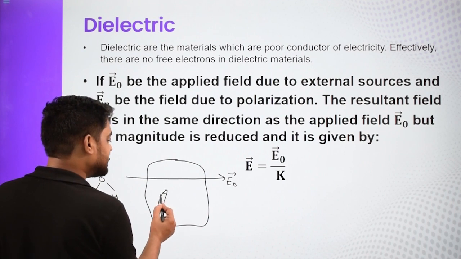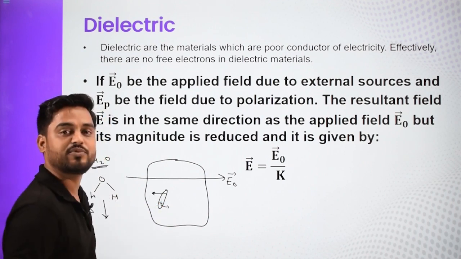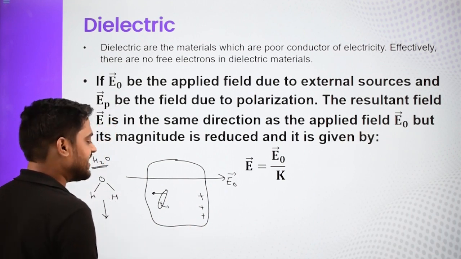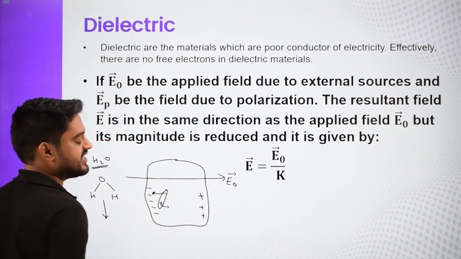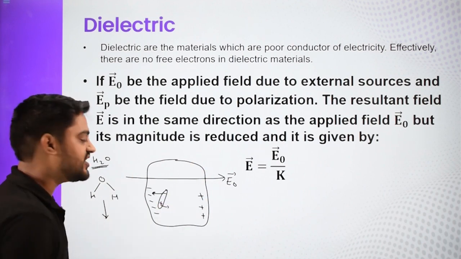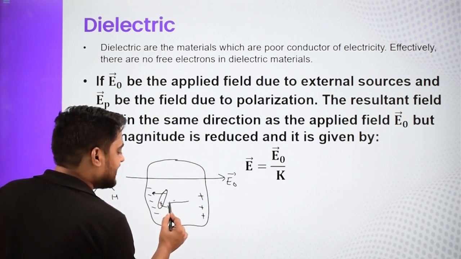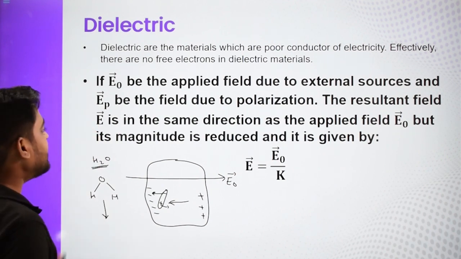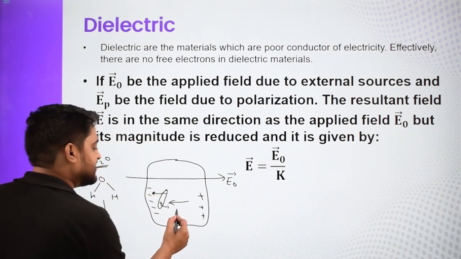These dipoles experience force in this external electric field and they get arranged. On this side, the force is in the opposite direction, and on this side the force is in the positive direction. So all the positive charges move in this direction and all the negative charges move in this direction. Due to positive in this region and negative in this region, we get an electric field like this, and that is basically EP, the electric field due to polarization.